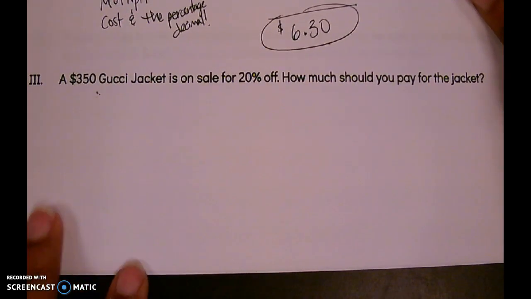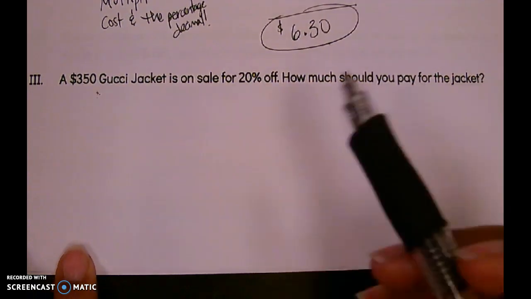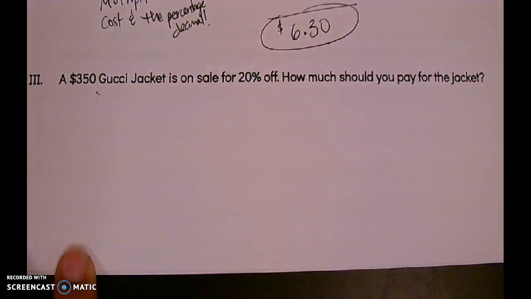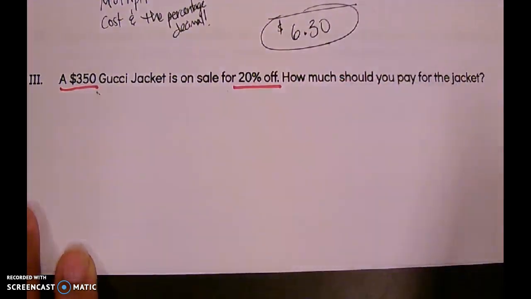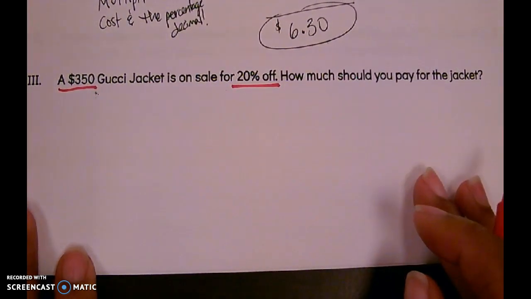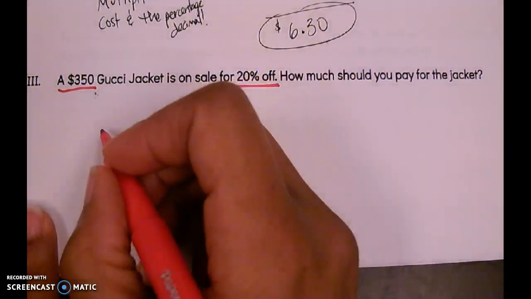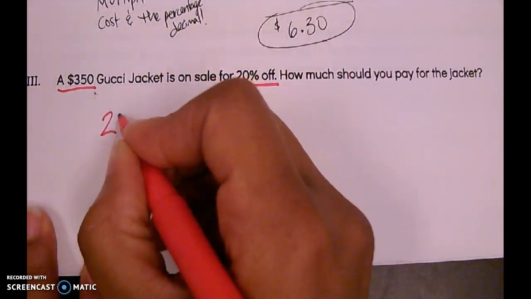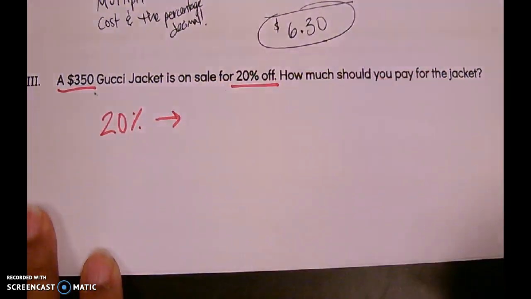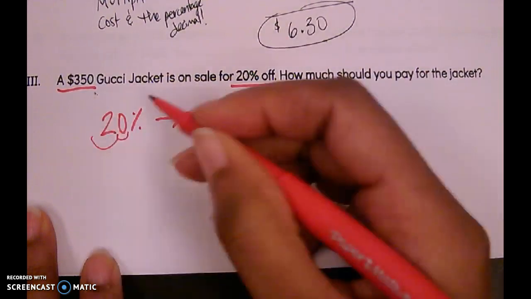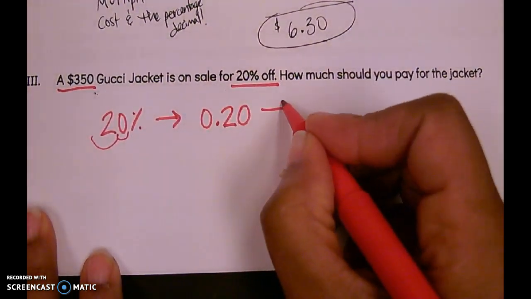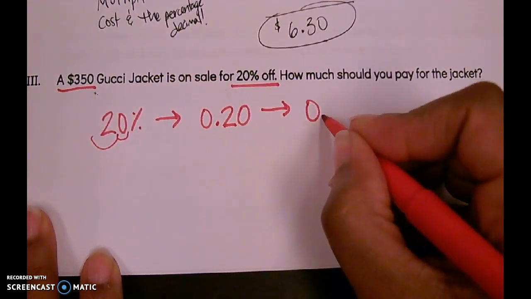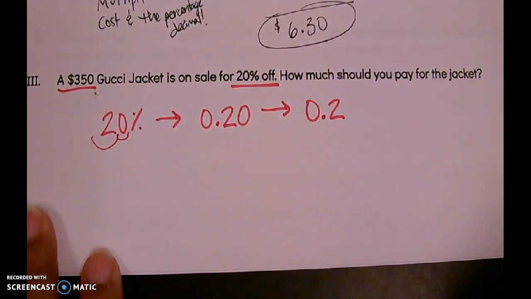Next, a $350 Gucci jacket is on sale for 20% off. First of all, I need to know how much the jacket is, and I see 20% off. How much should you pay for the jacket? Well, the first thing I'm going to do is convert my percentage into a decimal. This is going to be the same thing as 0.20. But if you know anything about decimals, you would know that this is the same thing as 0.2.